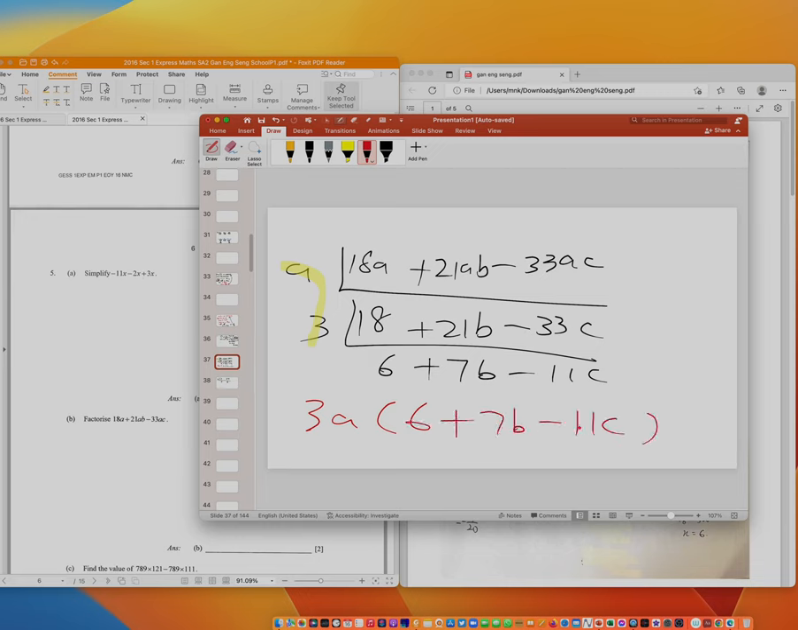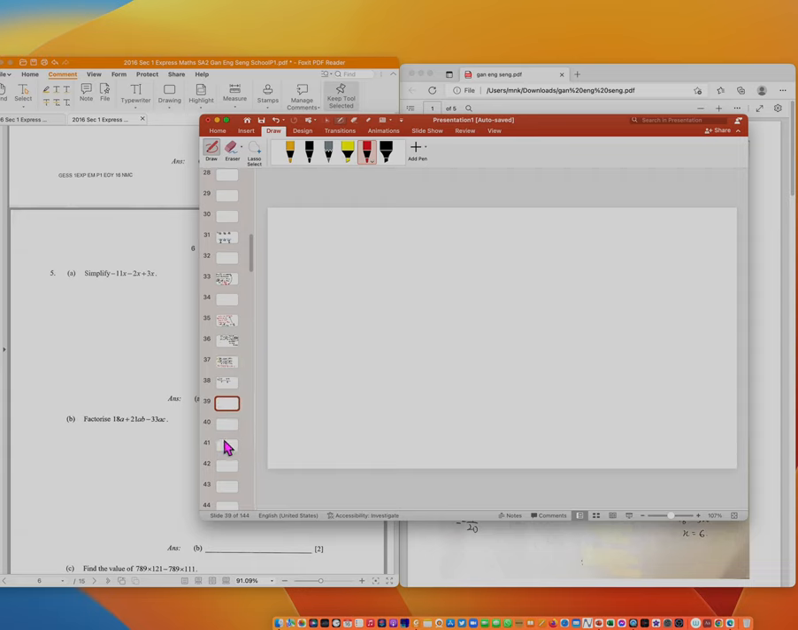So this is how they do it for factorization. Instead of doing it the way I asked you, splitting the elements, you can also do it this way. Then there is one more question I want to talk about. How do you do this question?